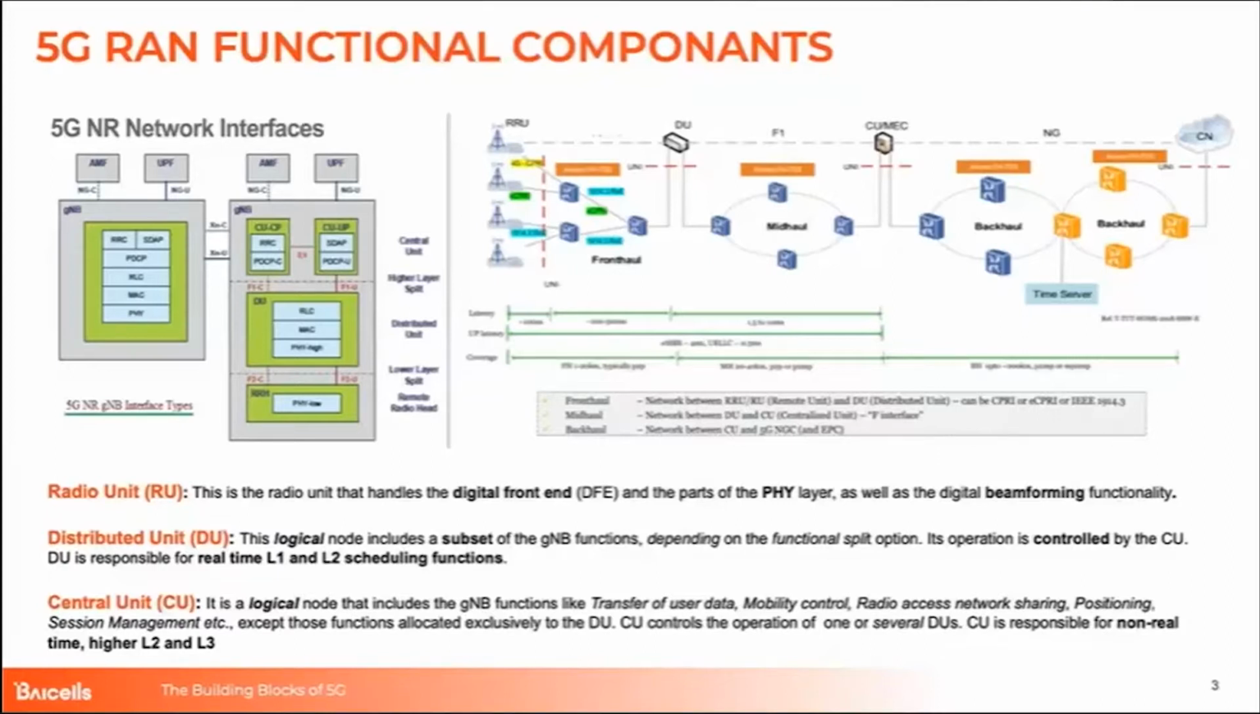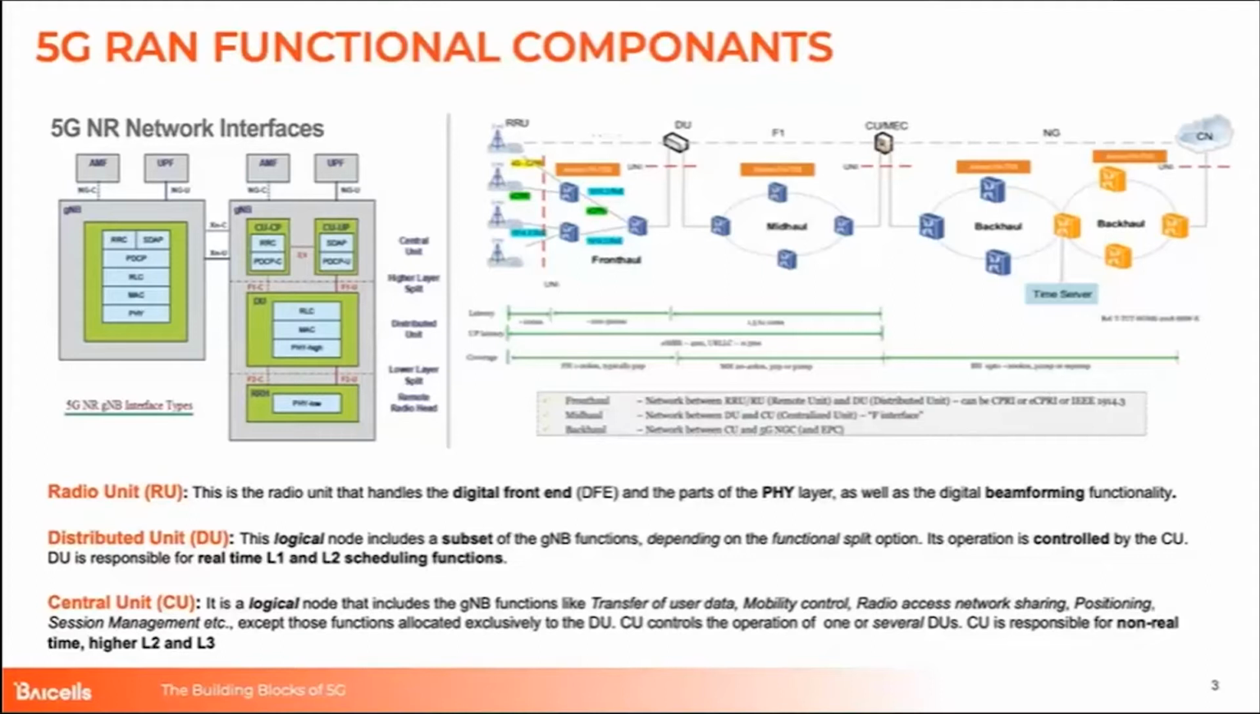So the radio unit, it's the lower layer here, and it's the physical layer. The physical layer has been split, and you get the lower part of that physical layer in the RU, the radio unit. And then you have the upper physical layer and the MAC and RLC, which are layer 2, in the DU. And then you have layer 3, which is the RRC and the PDCP, in the centralized unit.